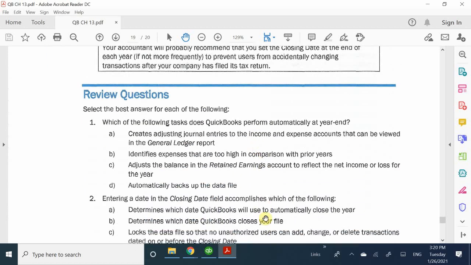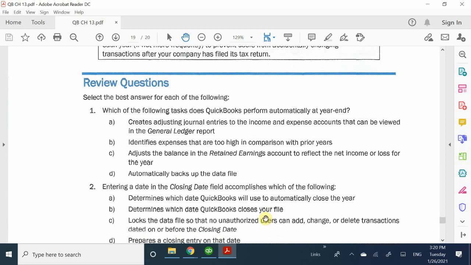Okay, let's go over the review questions. Question number 1: which of the following tasks does QuickBooks perform automatically at year end? I got C for this one. Me too. Okay. Yes, C is the correct answer, right?